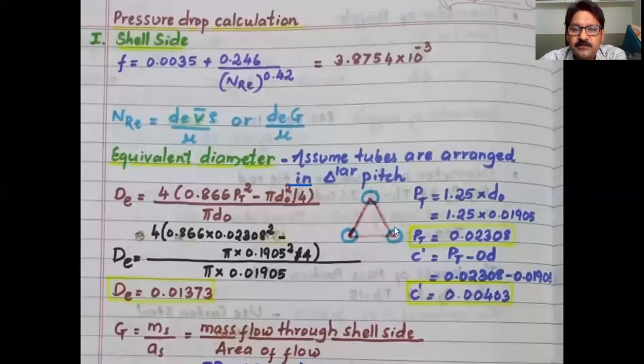But if it is not given, please remember it is always a triangular pitch. So you already know what is pitch and what is clearance. The distance from center to center is called pitch, PT, and the distance between the tubes is called clearance. If pitch is given, you take it from the problem. Here it is not given.